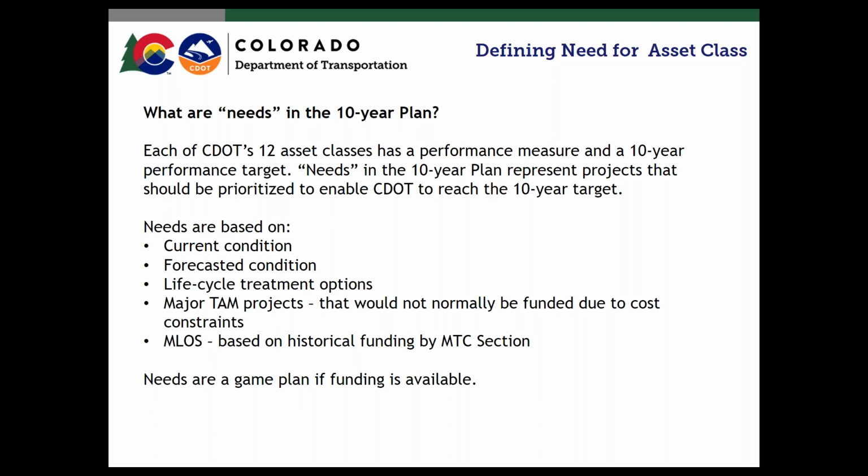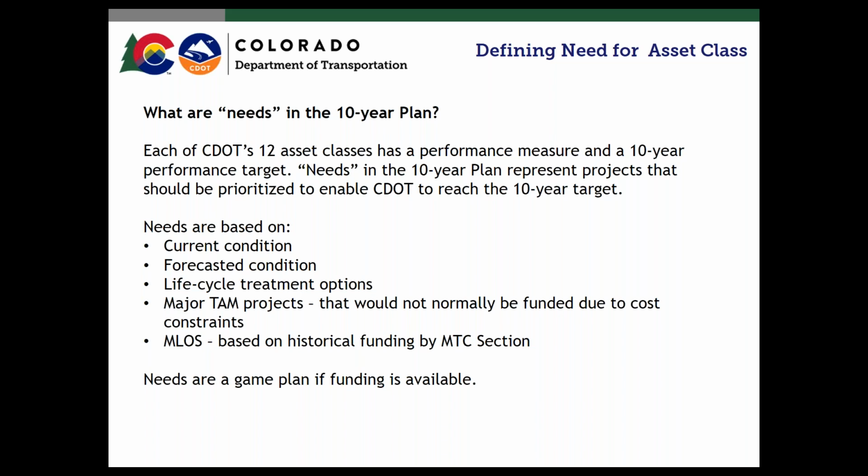How do we achieve that? Roughly, in terms of how we define need, we look at what it's like right now: what's the current condition? Then we also have a model that forecasts condition. What's the future going to look like for our 12 asset programs? Then we look at what our treatment strategy options are and how much those cost.